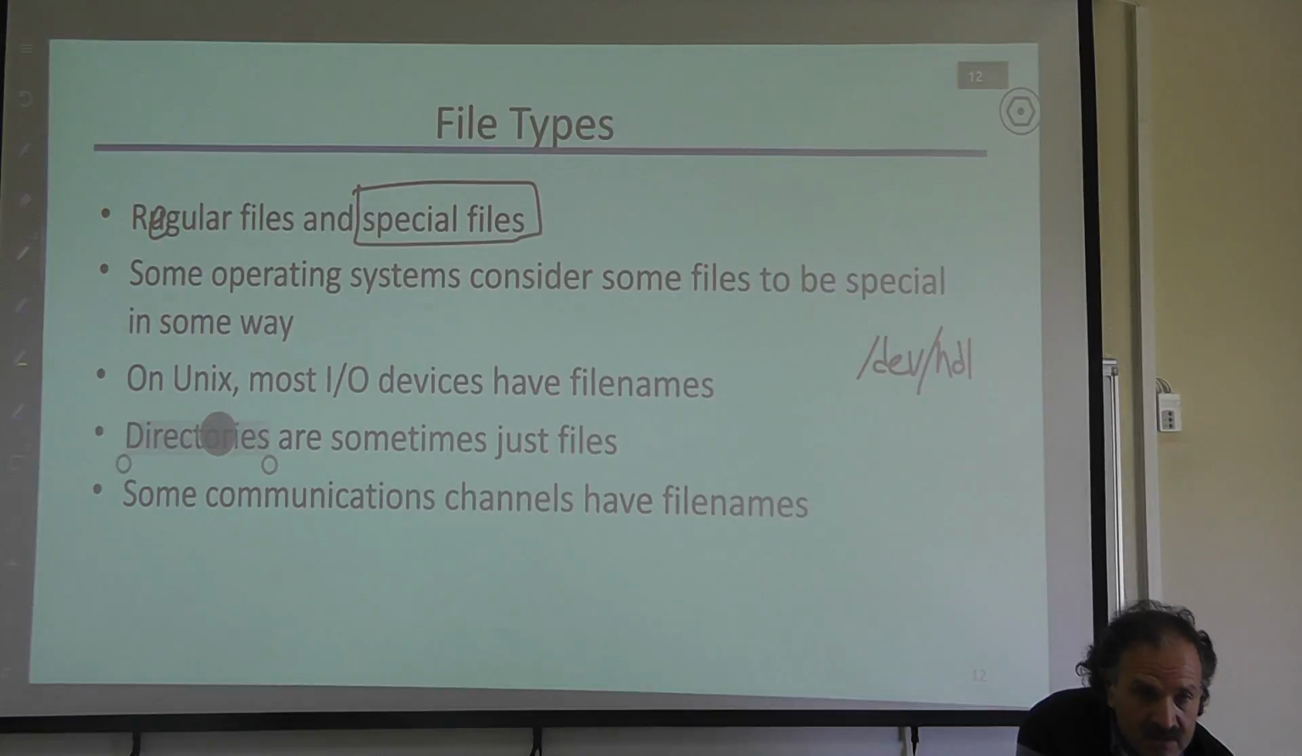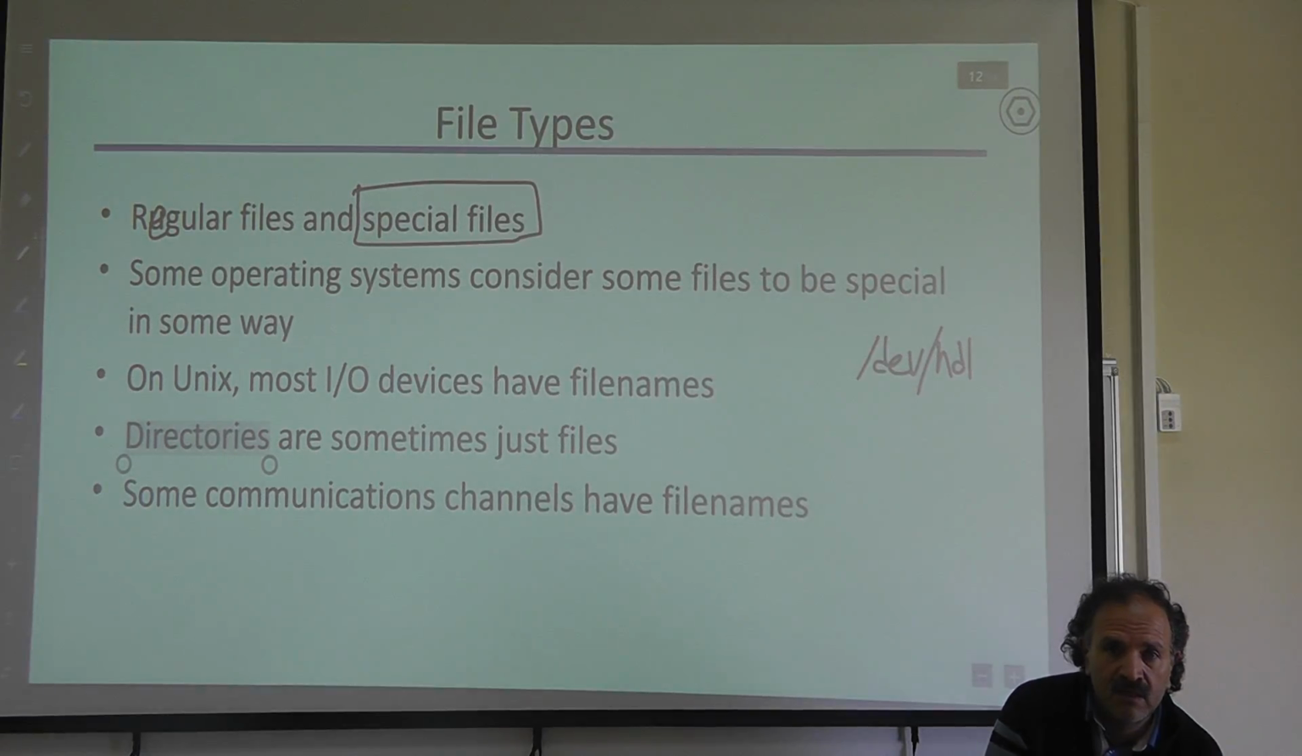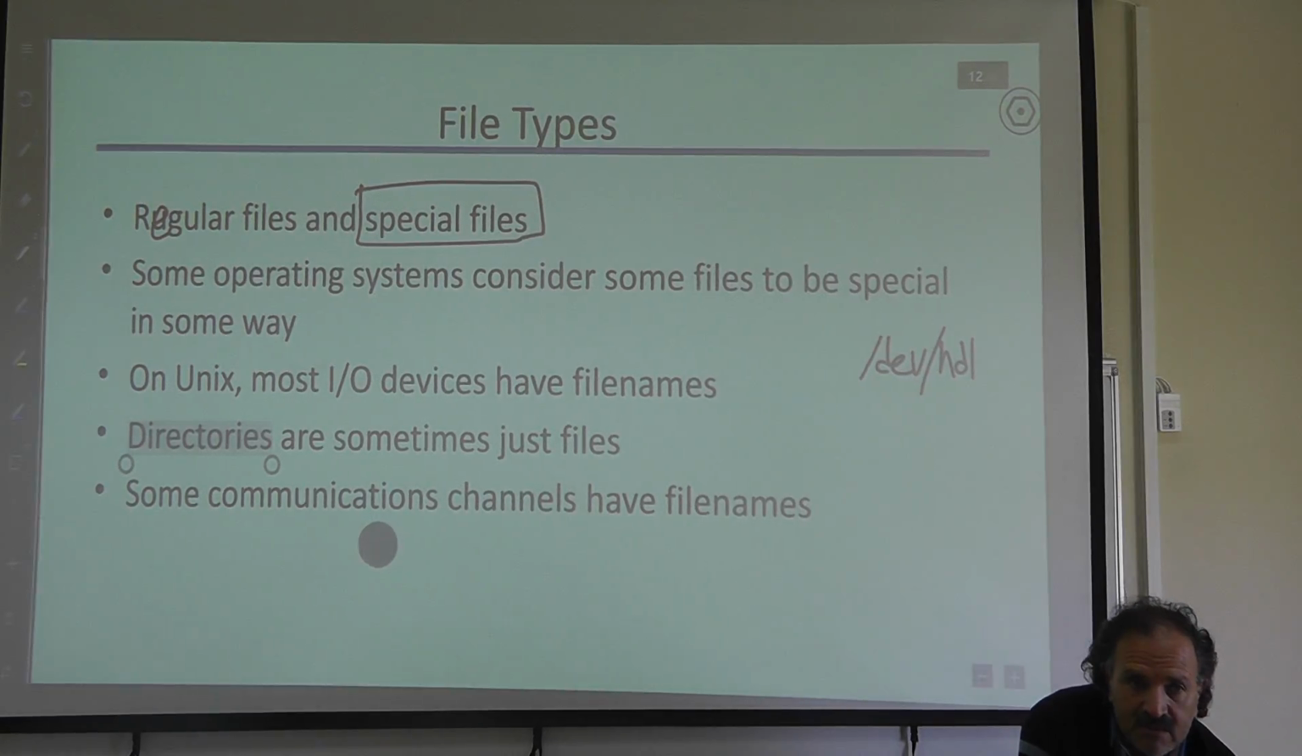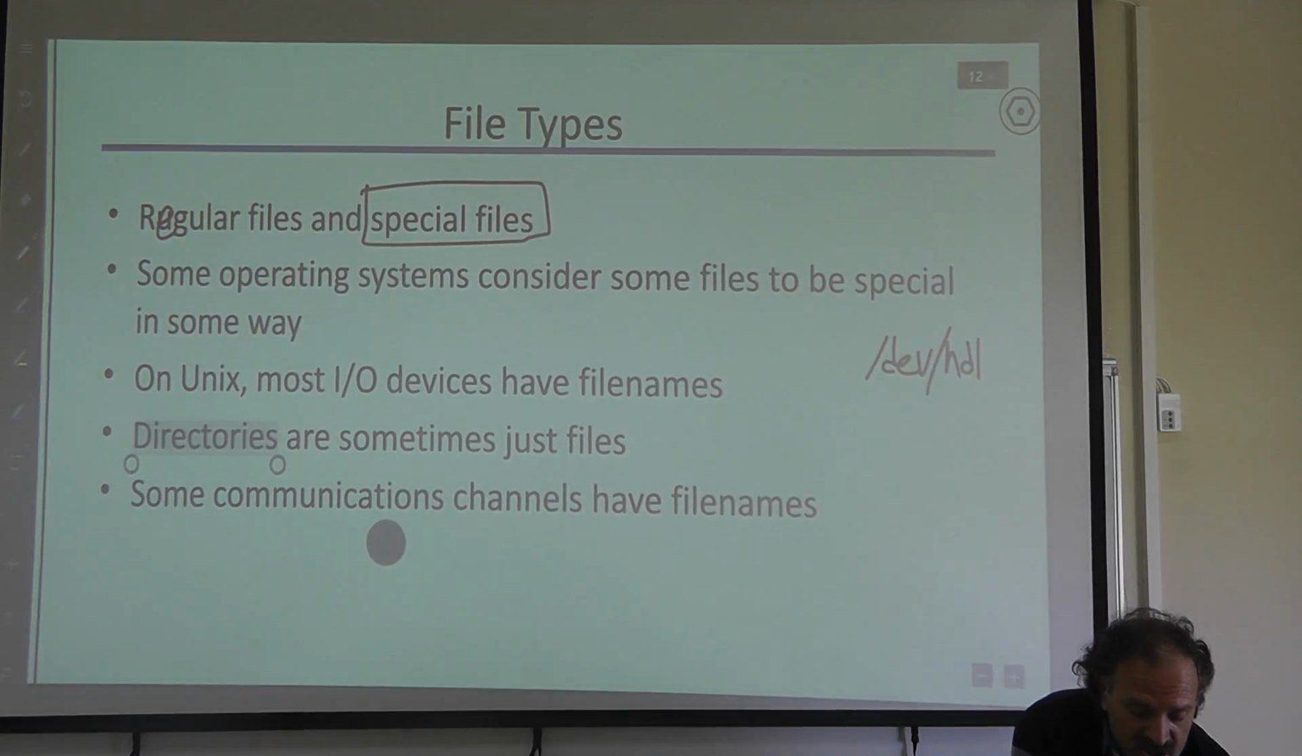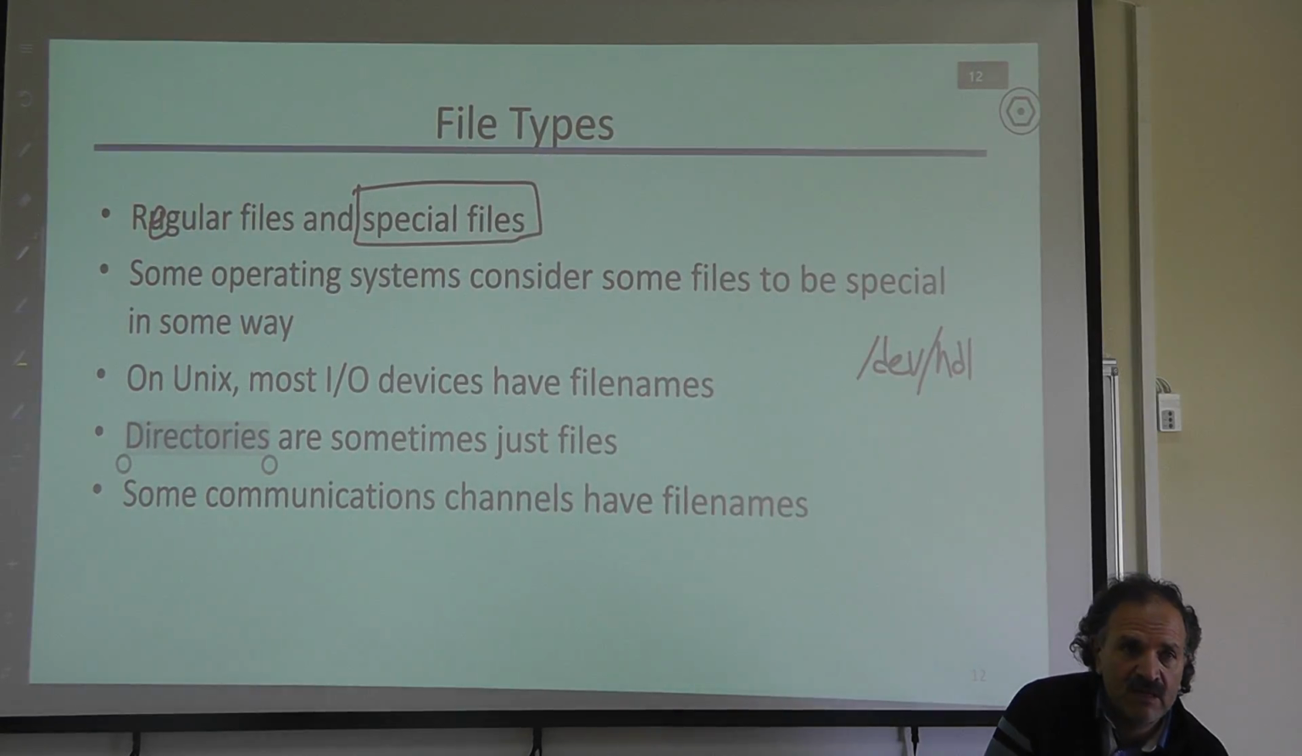Directories are special files. Directories are files. They are special files. They hold the names of other files, which could be directories or regular files. Some communication channels have file names. A communication channel has a file name. If you use that communication channel name to open a file, then you are writing to that communication file, or you are reading from that communication file.